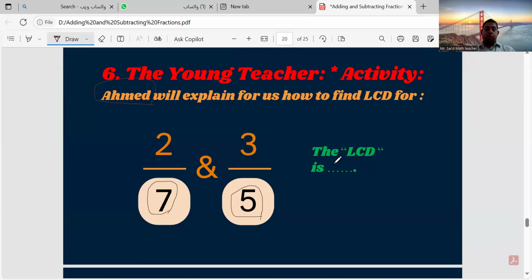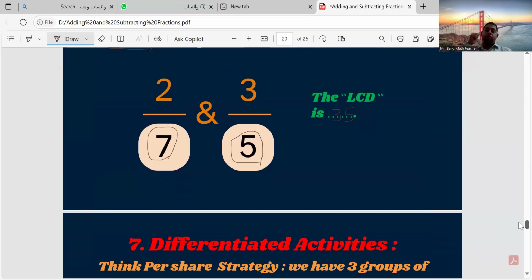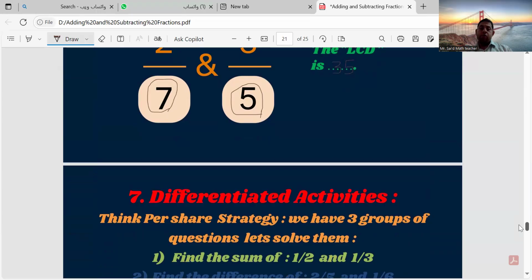Ahmed's answer will be 35. Yes, very good. Ahmed, thank you. The answer is right. The LCD for 7 and 5 will be 35. If you did the other steps which we did before, the multiples of 7 and the multiples of 5, you can find the first repeated one, which is 35. Okay? I hope you understand. Let's go for another point.